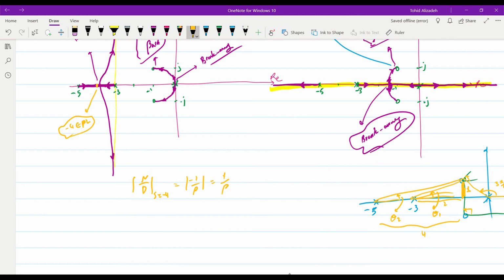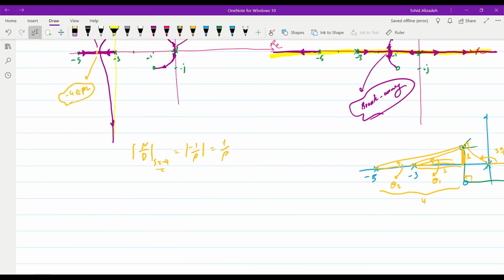In order to find out the value of the rho and as a result the value of k. To find out amplitude of n over d at s equal to minus 4, we can either replace s with minus 4 in the expression that we have for n and d, or we find the distance between the test point minus 4 and all the poles and zeros of the system. I'm going to replace s with minus 4 in the expression that we have for n and d, but you can do it the other way around as well.